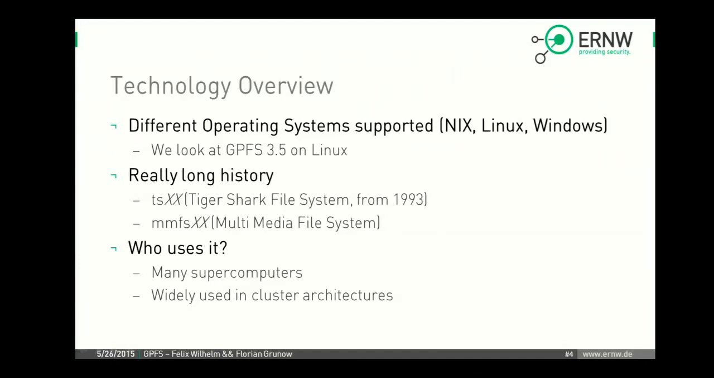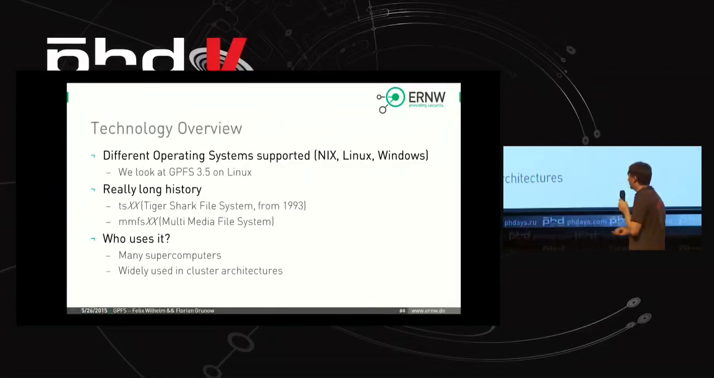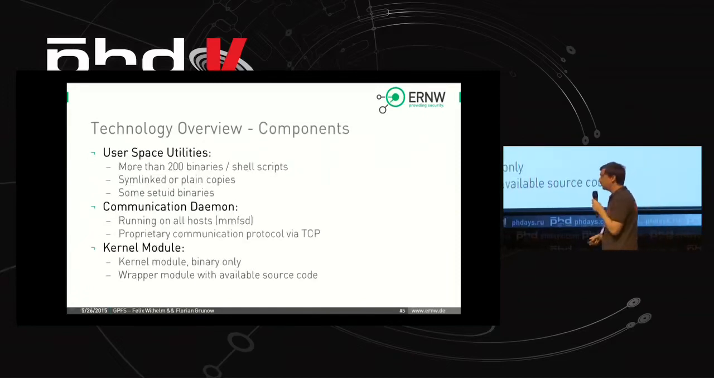And it is basically used in many supercomputers. If you have a cluster architecture somewhere and you need to shove around big data, then there's a high probability that you can encounter GPFS. We even heard that some of the three-letter agencies are using it to do, I don't know, research, I'll call it. Okay, so what kind of components are in there?